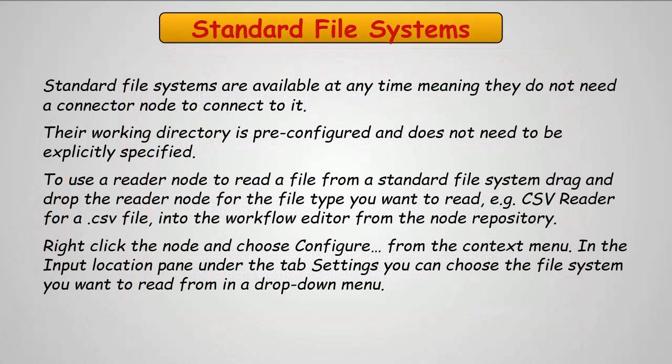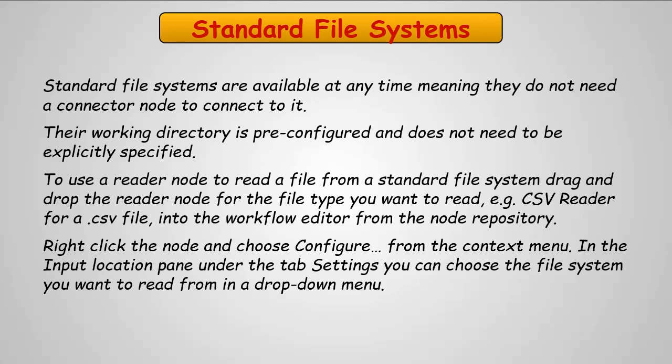There are two types of file systems that KNIME is going to support in all of the various file reader and writer nodes. The first and most common one, at least for me, has always been the standard file system. And we're also going to talk about later on in this video connected file systems. Standard file systems are available at any time, meaning you don't need a connector node to reach them. They exist somewhere on your computer.